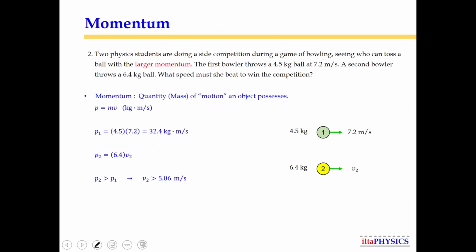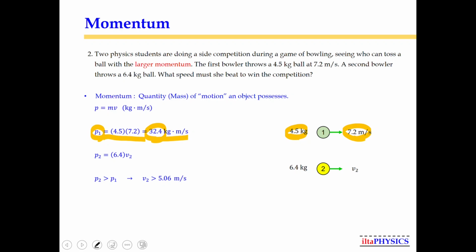Problem number 2 describes a situation where two students are rolling bowling balls of different weights. It asks which bowling ball has more momentum. As we discussed, momentum is a physical quantity often described as mass in motion and the formula is mass times velocity. For the first ball, we're given the velocity and the mass, so using the formula, the momentum comes out to 32.4 kilogram meters per second.